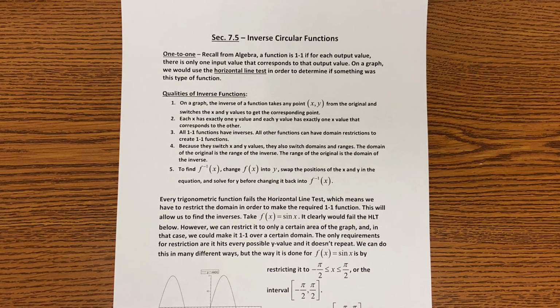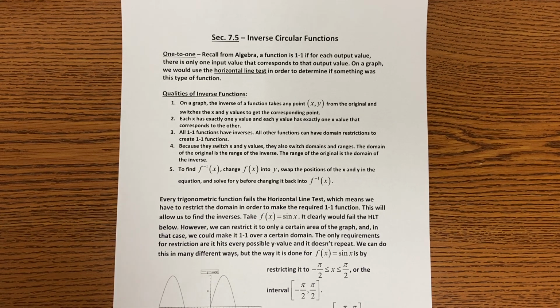So qualities of inverse, as a reminder, on a graph, if you have an xy on the original, it takes the x and y values and switches them, so yx will be a value on the inverse. Because the original had to be one-to-one and a function, the inverse also has to be one-to-one and a function. Any function can be one-to-one if you restrict its domain. Because they switch x and y values, they switch domains and ranges, and also they switch what they do.